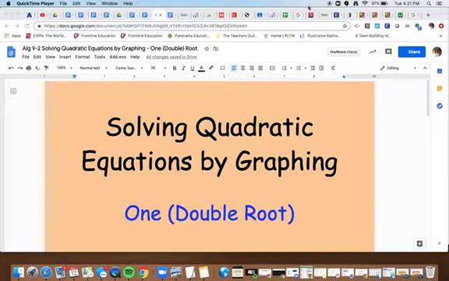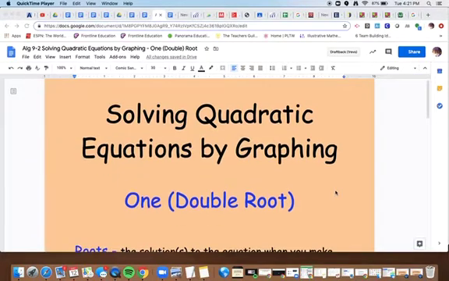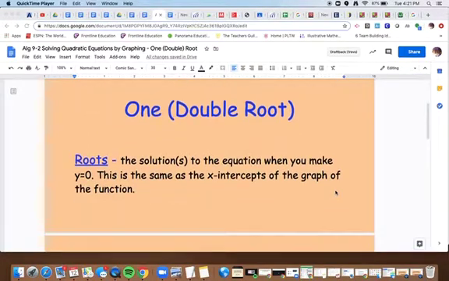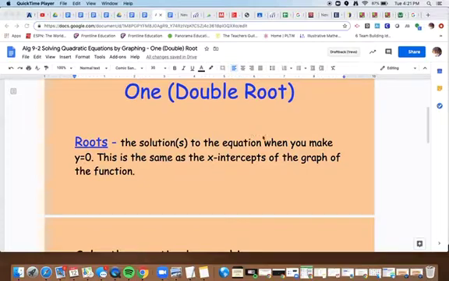Now, think about what a parabola looks like. There's really only one way that a parabola can have only one point of contact with the x-axis, all right? I just think about that as we're doing this, and I think you're going to see it once we go through it. So remember, a root is a solution to the equation once y is 0, and it winds up being the x-intercept. So it's where it crosses that x-axis.